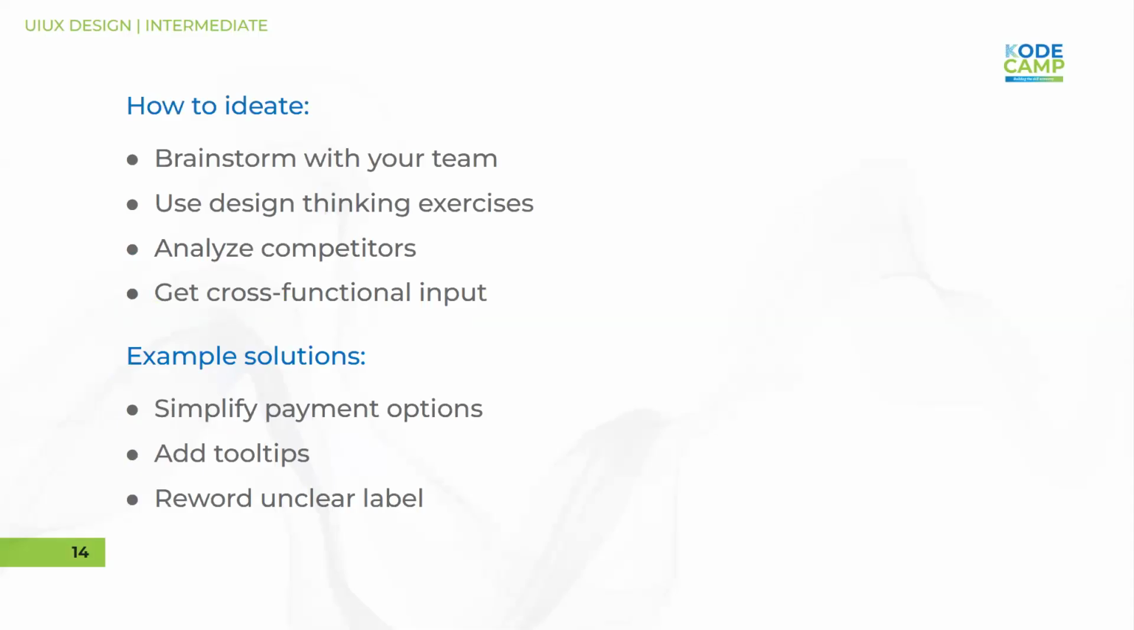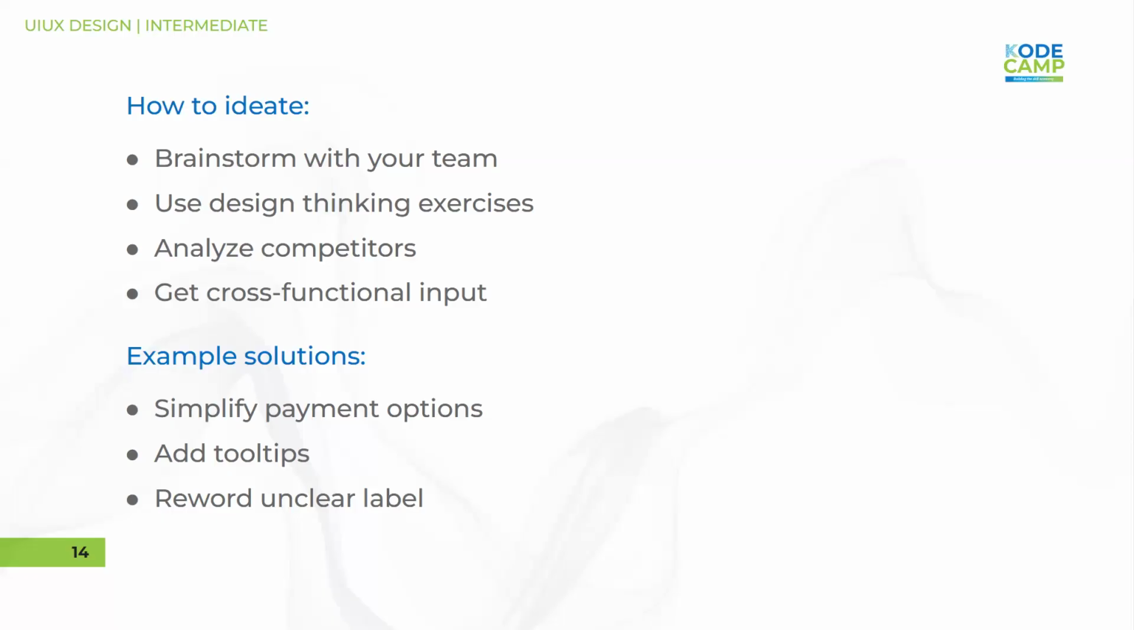So how do you iterate? First of all, if you're working with a team, brainstorm with your team. Your team could be product designers, product managers, developers, support, or anybody you are working with. Then your second way is to use design thinking exercises, where you iterate, research, and the rest of it. Now analyze competitors. What are the competitors doing better? Where are they failing? And the last way to iterate is to get cross-functional input.